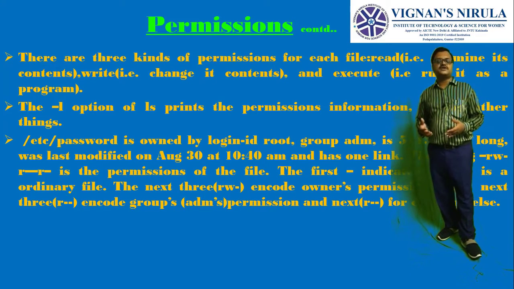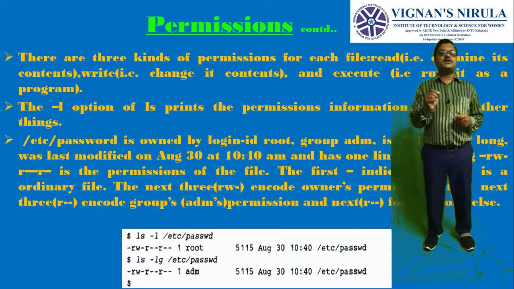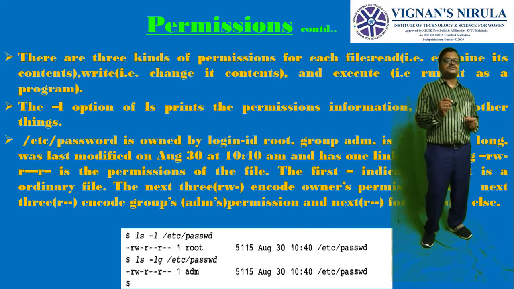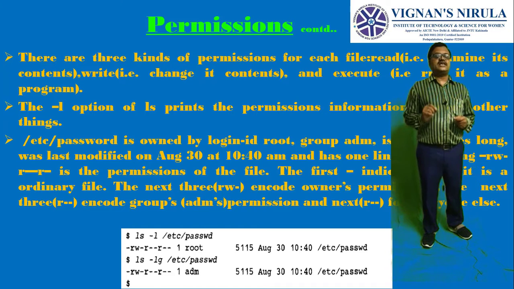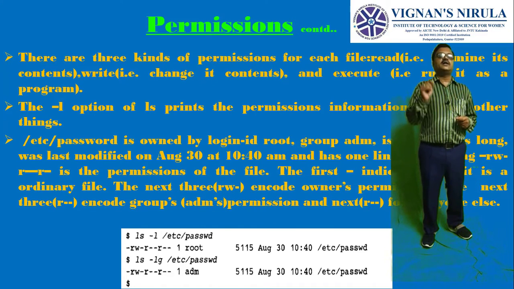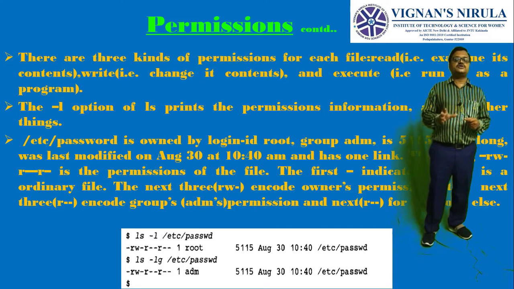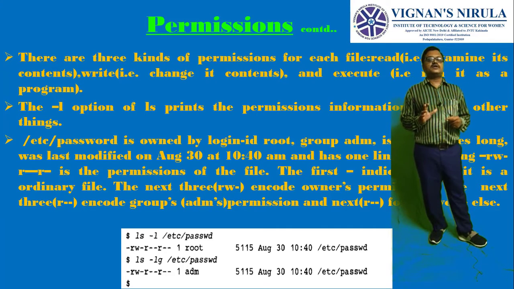So why are we studying this here? We are studying it because there is a special symbol associated with /bin/passwd. What is the symbol? It is s. So s means set UID. That means the permission that the root user has, the same permission is associated with that file also. That is set UID.